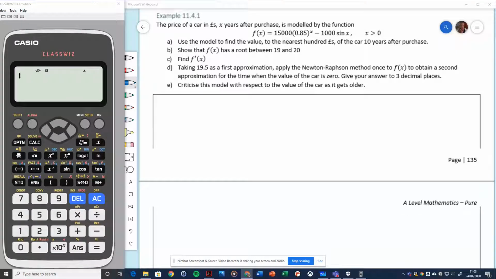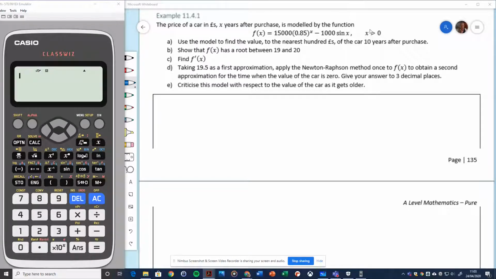This is a modelling question involving numerical methods. So first up, we have the price of a car in pounds, X years after purchase, modelled by this function. You'll notice there's a trig function here, sine x. So we need to figure out, are we in degrees or radians here?